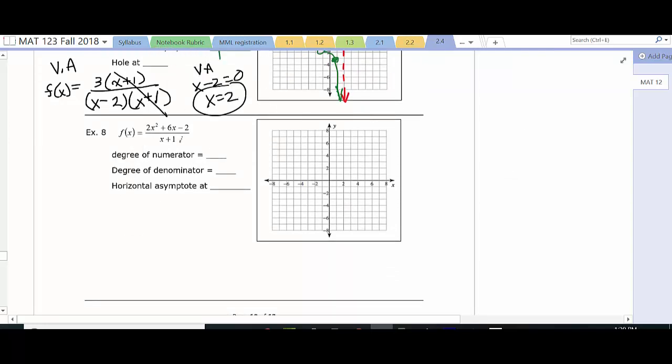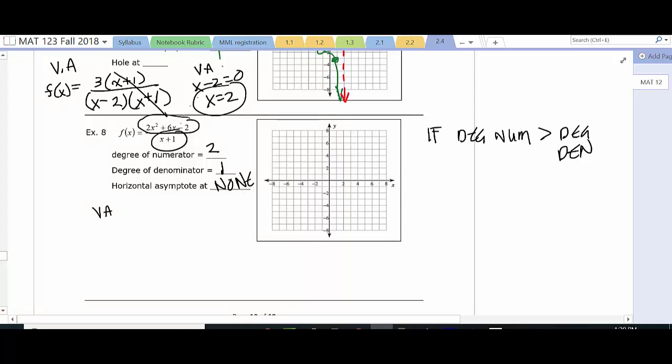Okay, let's do this one. This is the last rule that I showed you. There are 3 rules. Tell me what the degree of the numerator is. 2. What's the degree of the denominator? 1. So here's the rule. If the degree of the numerator is greater than the degree of the denominator, then you don't have a horizontal asymptote. You're not going to have one. It'll slant, kind of like a line. So we're not going to do anything on this problem. What we have is the vertical asymptote would occur at x equals negative 1.